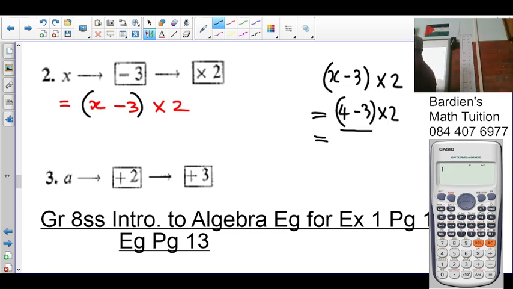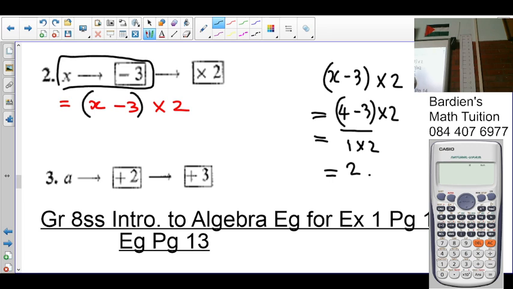What's 4 minus 3? 1. And 1 times 2? Can you see? So we need this to be done first, so we put a bracket around it. If we have a multiplication or a division sign following a positive or a negative sign, we must put a bracket around it. Okay, you guys understand?